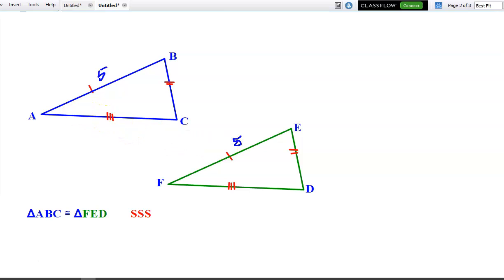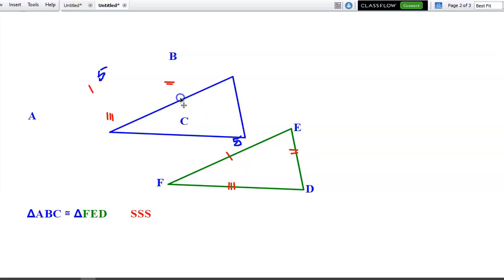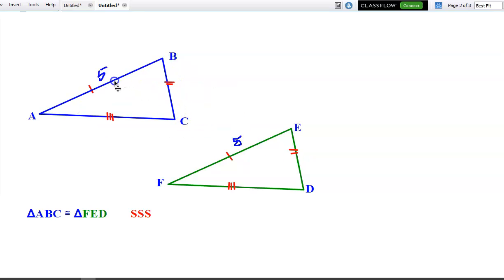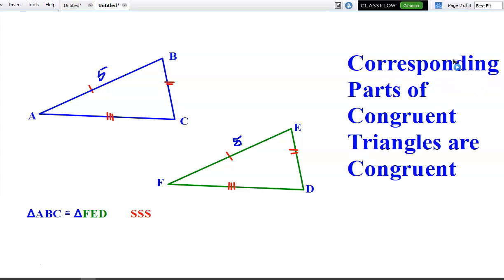But if two shapes are congruent, then not only are the sides congruent, like these are, but also the angles are congruent, aren't they? Everything's congruent. Sides are congruent, angles are congruent, everything's congruent. So if I told you angle A was 78 degrees, then angle F would also have to be 78 degrees. All right, this is a very useful little concept. What this is, we can say, is that corresponding parts of congruent triangles are congruent.